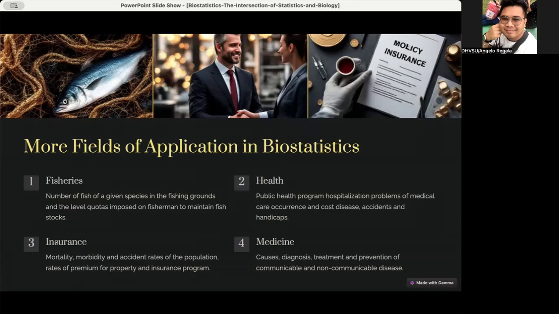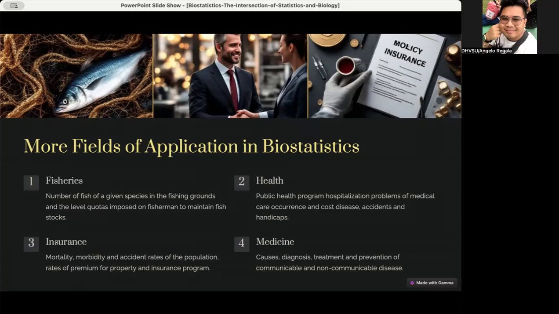Okay, so in public health, we use biostatistics in order for us to have public health programs, okay, to address medical problems, like the causes of diseases, accidents, and many more, so that we can avoid them. We can have effective public health programs.